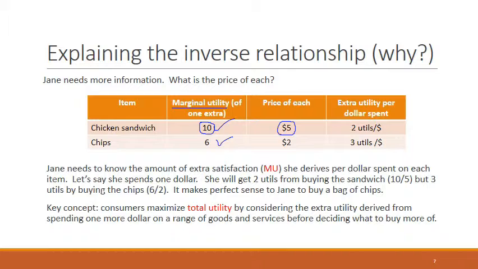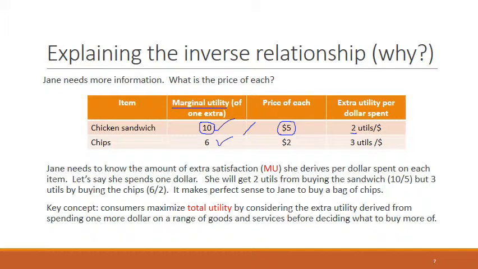If you consider here, she's getting 10 extra utils for a price of $5. That means for every $1 she's spending on the chicken sandwich, she's deriving on average 2 utils, and therefore we construct an extra set of data here in the final column, the extra utility per dollar spent. And here it's going to be 2. Let's just repeat that. We take the marginal utility, we divide by the price, and we get the amount of extra satisfaction she gets from every single dollar spent on the chicken sandwich. And that works out to be 2 utils per dollar in the case of the sandwich.